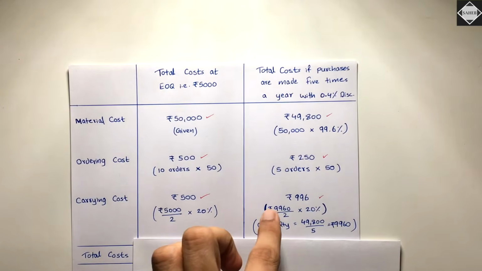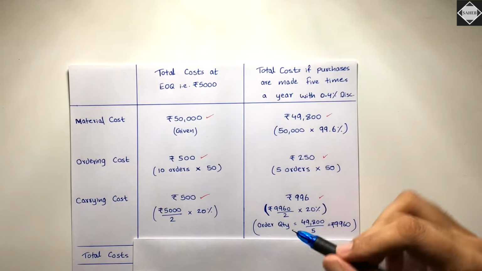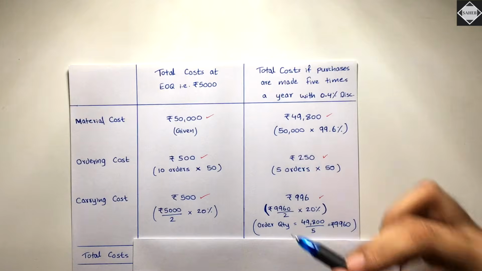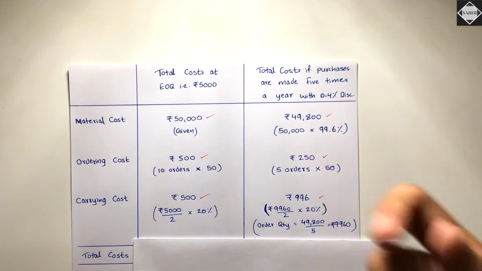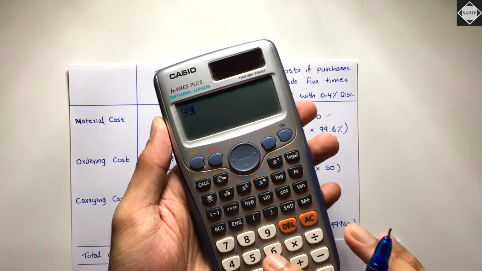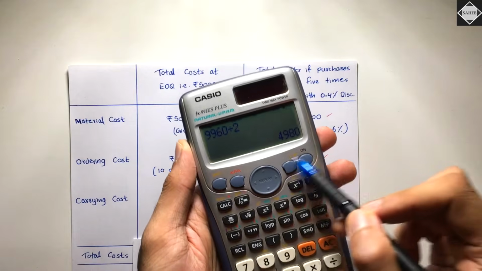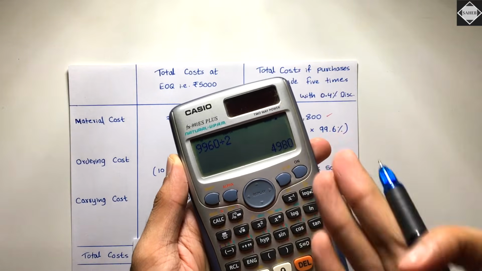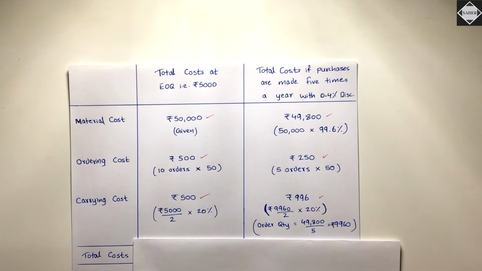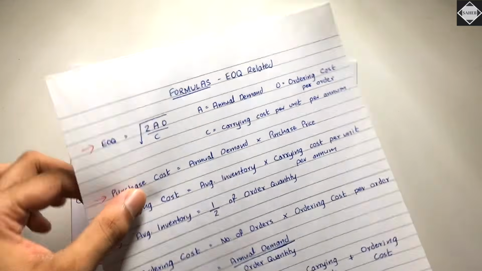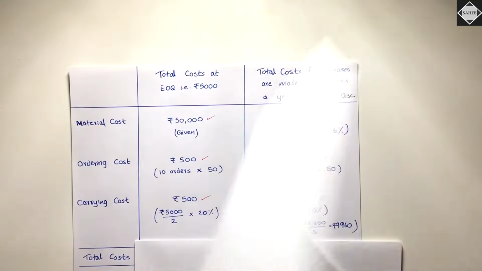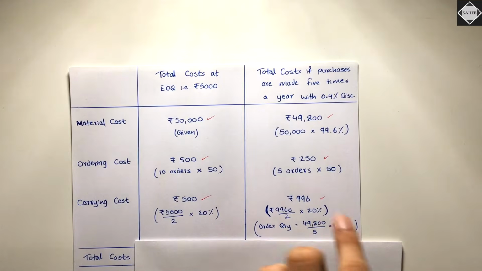Then you will divide 9,960 rupees by 2. That will be your average inventory. Order size divided by 2, that's the formula of average inventory. 9,960 divided by 2, average inventory is how much? 4,980. This is your average inventory into carrying cost per unit per annum, but we don't have that. We just have the percentage in this question, 20%. So we'll just take 20%. We calculated the average inventory, and then you have to multiply by 20%. Clear? See, 9,960 divided by 2 into 20%.